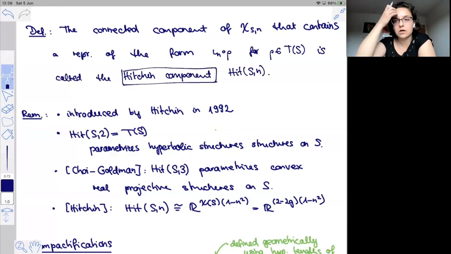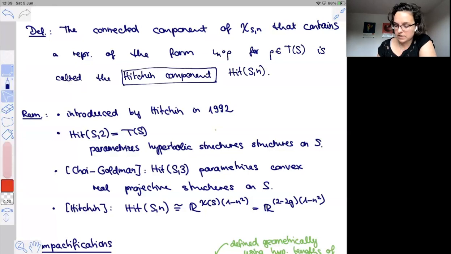Okay, so maybe now some remarks are in order. The only thing I told you is we take a very special representation that is given by composing an element in Teichmüller space with this irreducible n-dimensional representation, and we take its connected component in the character variety. So this was introduced by Hitchin in 1992, and it turns out for n equal to 2, we recover Teichmüller space.